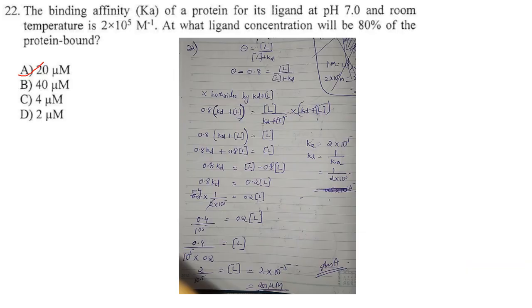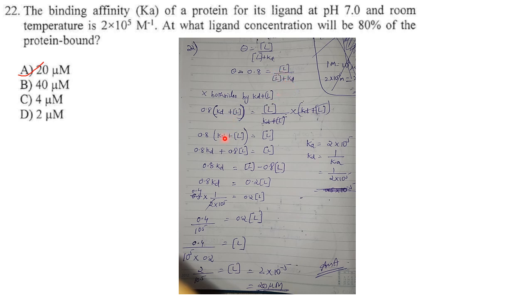The next one. The binding affinity of a protein for its ligand at pH 7 and room temperature is 2 into 10 raised to 5 per molar. At what ligand concentration will 80% of the protein be bound? So you know theta is equal to concentration of L by concentration of L plus Kd, where L is concentration of the ligand. Now they have given the value of theta, that is 80%, so it is 0.8. So 0.8 is equal to L by L plus Kd.